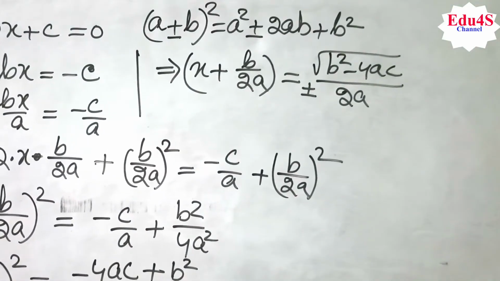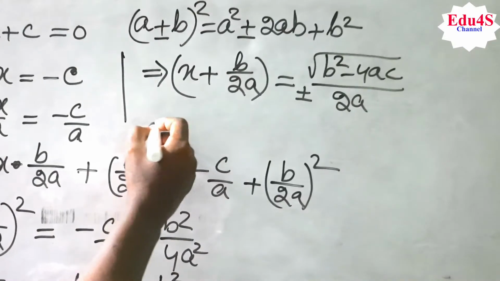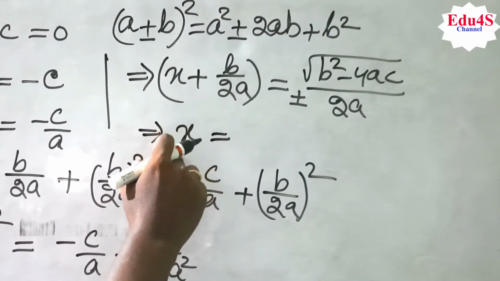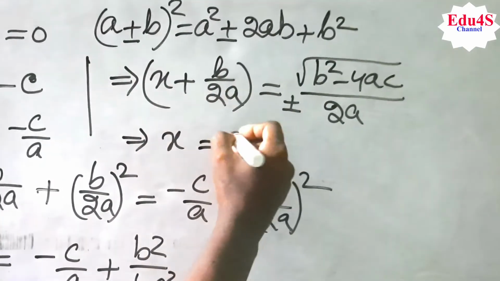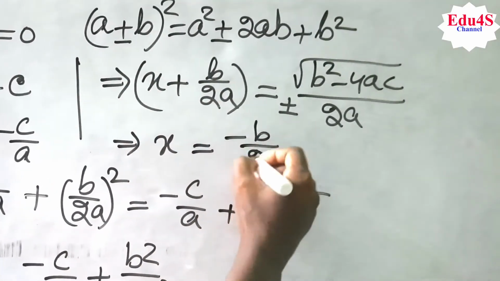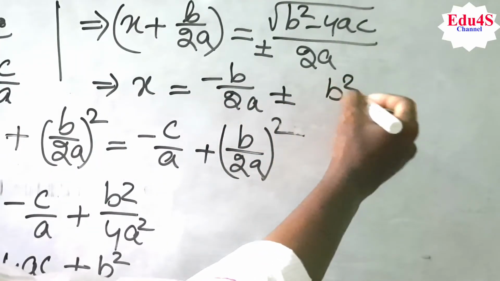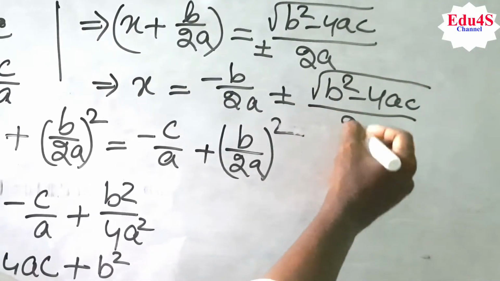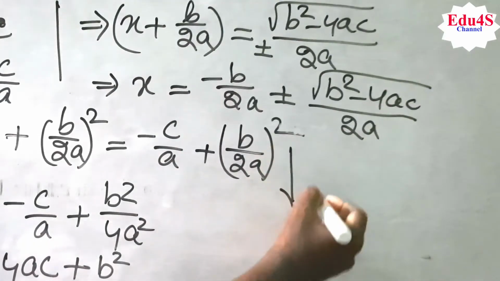Clear? Then what will be the next step? You write x on this side and take plus b by 2a to the right hand side. So it will be x equals minus b by 2a, then plus minus the square root of b square minus 4ac over 2a. Clear? So I am writing the next step here.